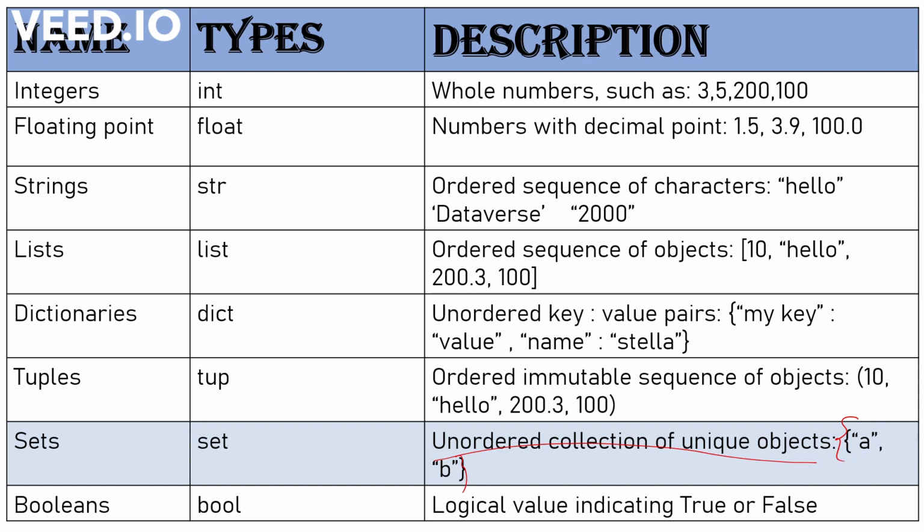Then finally we will talk about booleans, which are just logical values indicating true or false. And notice how we have capital T and capital F. That sort of syntax is necessary for Python. So these are all the basic data types: integers, floating point, strings, lists, dictionaries, tuples, sets, booleans. That's all. Thank you.